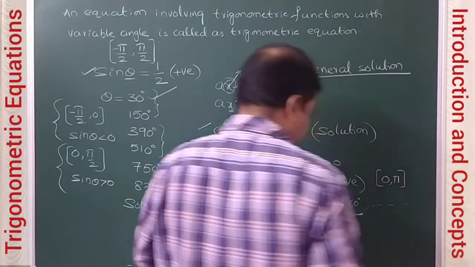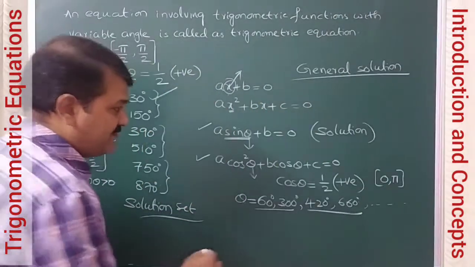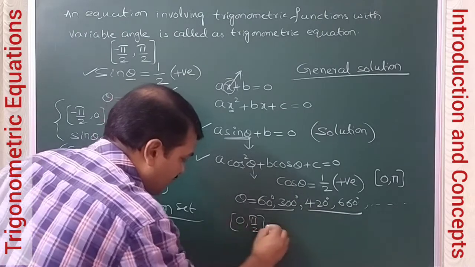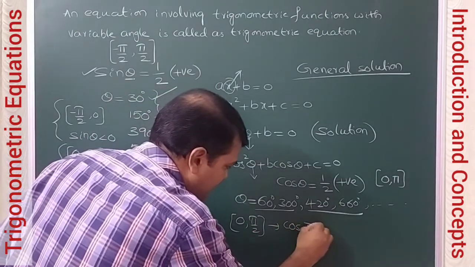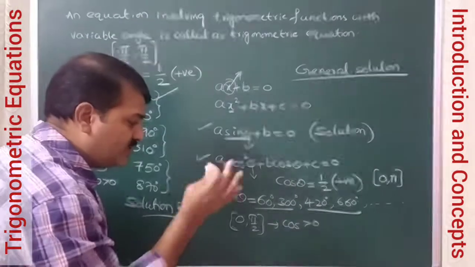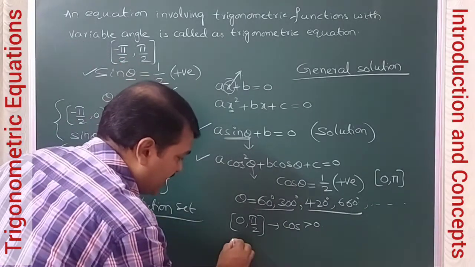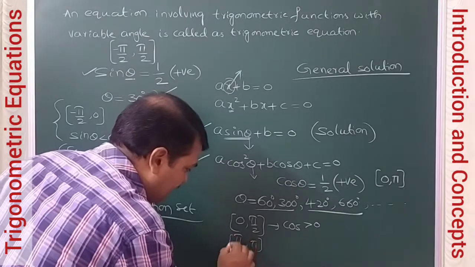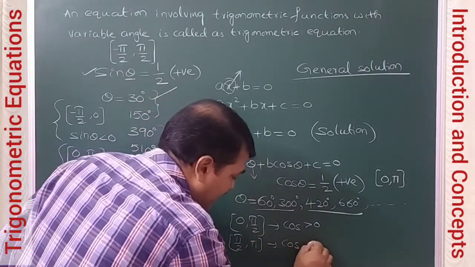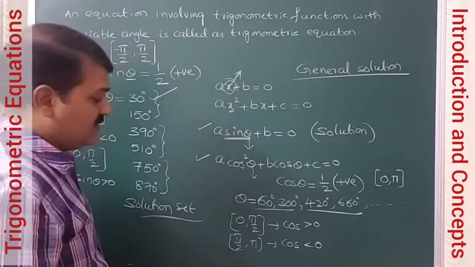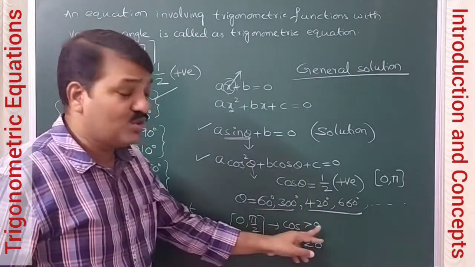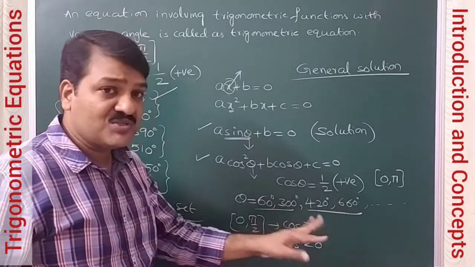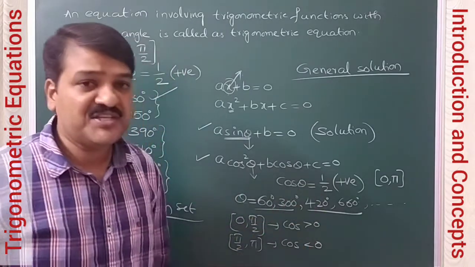And same here. So when we take the cos function, between 0 and pi by 2, cos function values will be positive, including 0. And between pi by 2 to pi, cos function values will be negative. So in this interval, 0 to 1 values of cos you will get. In this interval you will get minus 1 to 0. There is no question of repetition.